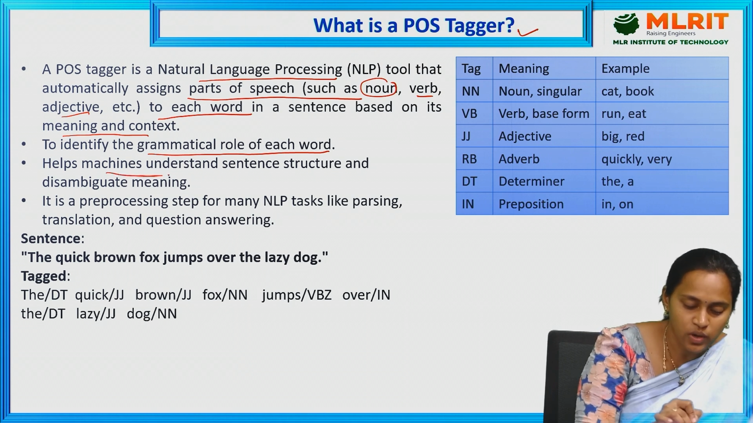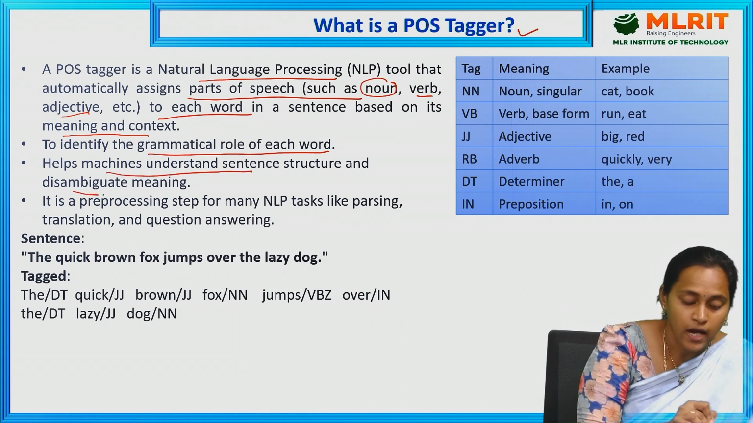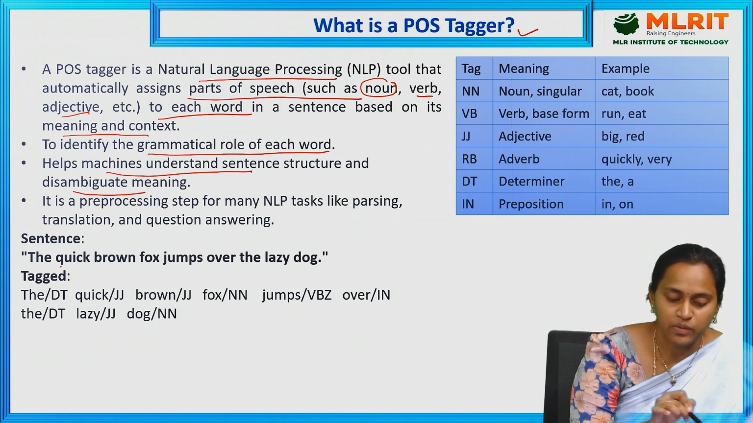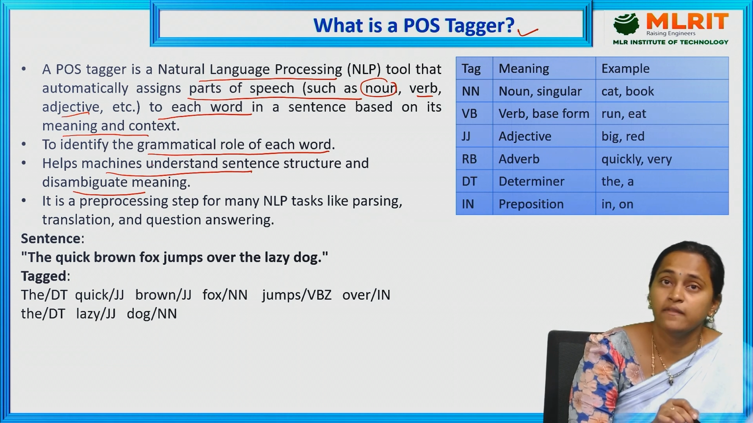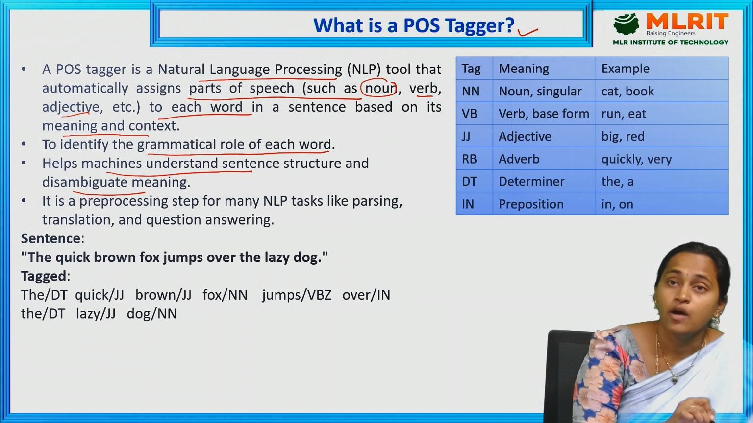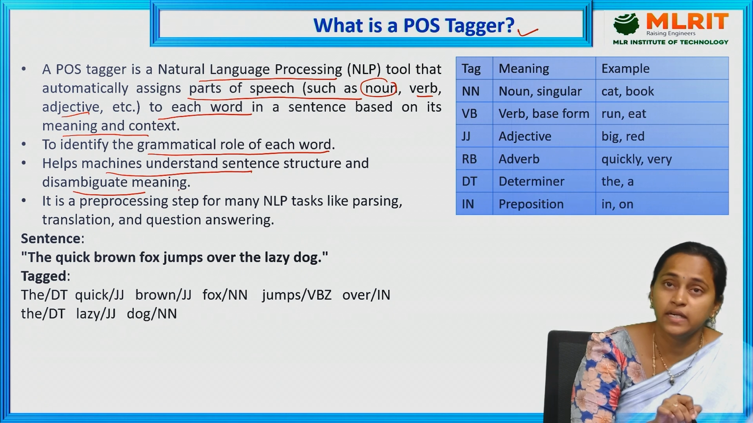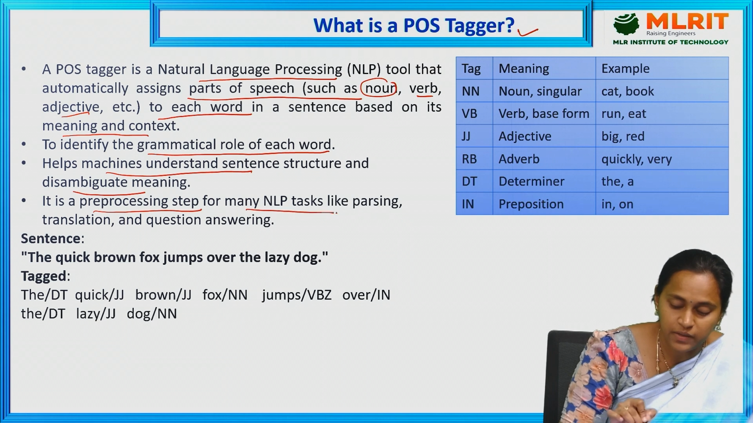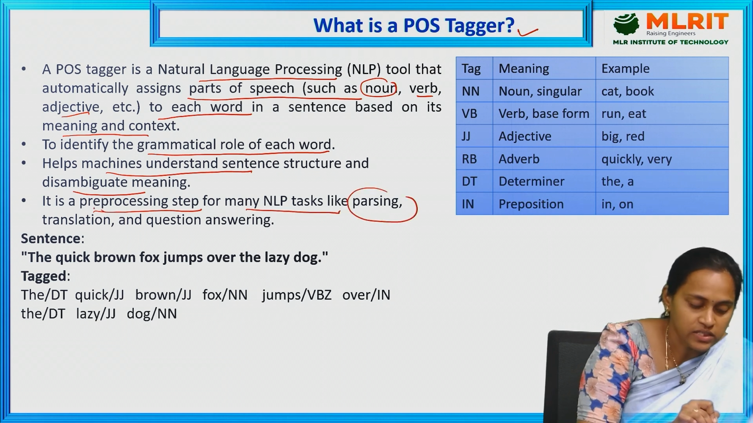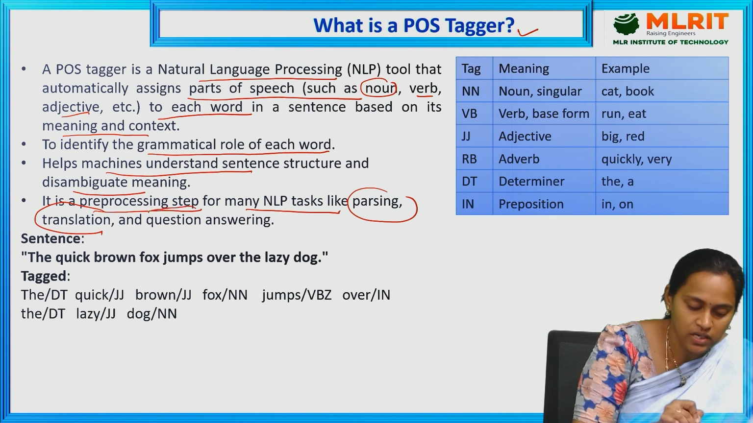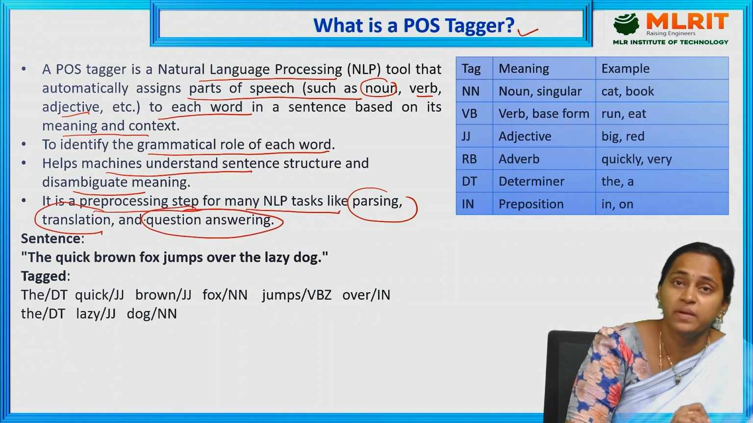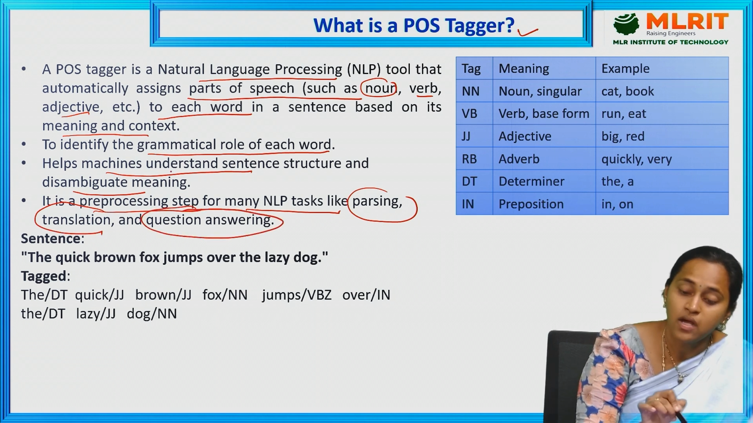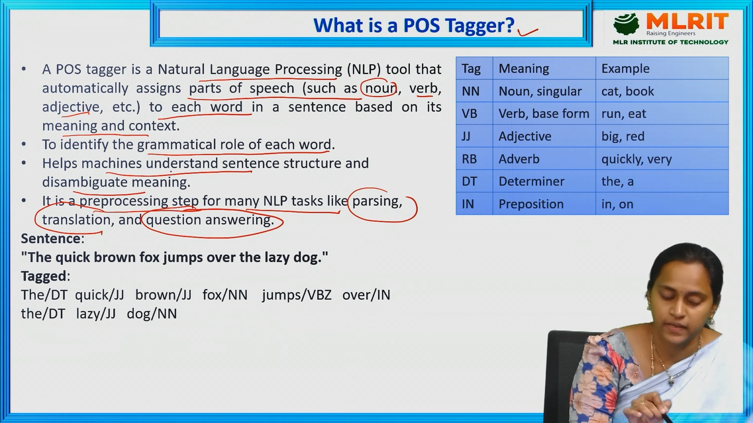It helps machines to understand sentence structures and disambiguate meaning. By using POS taggers, we can understand the sentence meaning and disambiguate it using word sense disambiguation. It is a processing step for many NLP tasks like parsing, which we discussed in previous sessions, translation and question answering systems. These are some applications wherever you use POS tagging to process a sentence.